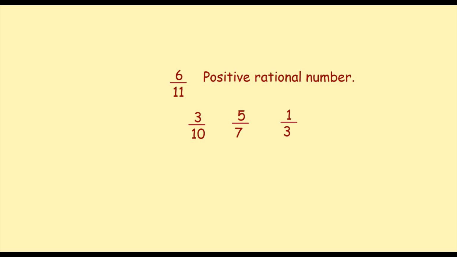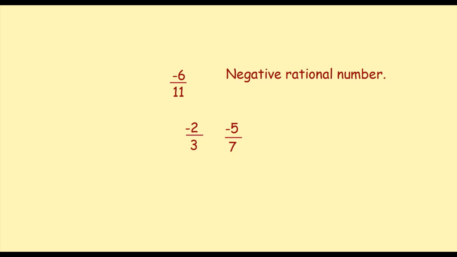Consider a rational number negative 6 by 11. Here the numerator is negative and the denominator is positive. Such rational numbers we can call negative rational numbers. Here negative 2 by 3, negative 5 by 7, negative 24 by 37 are negative rational numbers.